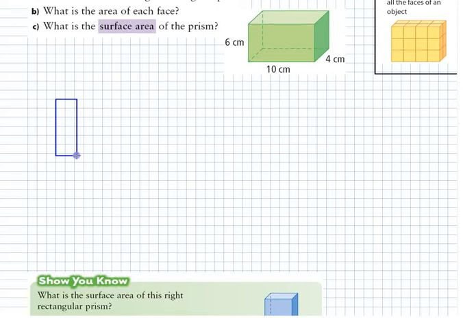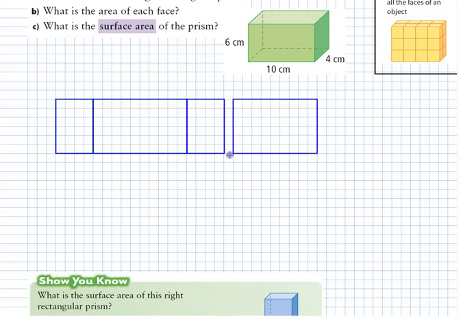Okay? So you have some of them that are 6 by 4. You got that? And then you have one that's 6 by 10, like that. And then you have another one that's 6 by 4. And you have another one that's 6 by 10. And then what am I missing? What are the only sides I'm missing? So I've got this side right here, 6 by 4, and this side over here.